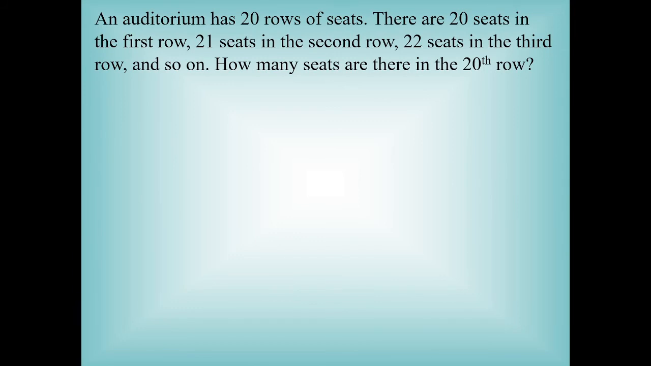An auditorium has 20 rows of seats. There are 20 seats in the first row. Let me write it down. 21 seats in the second row. 22 seats in the third row. So on and so forth. How many seats are there in the 20th row?